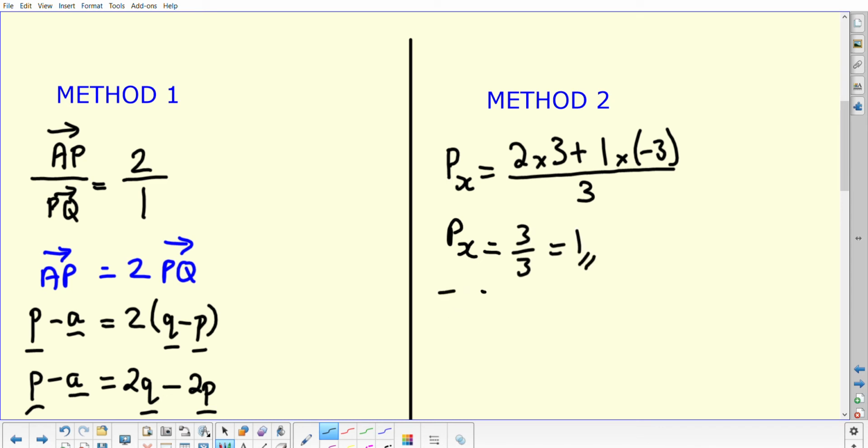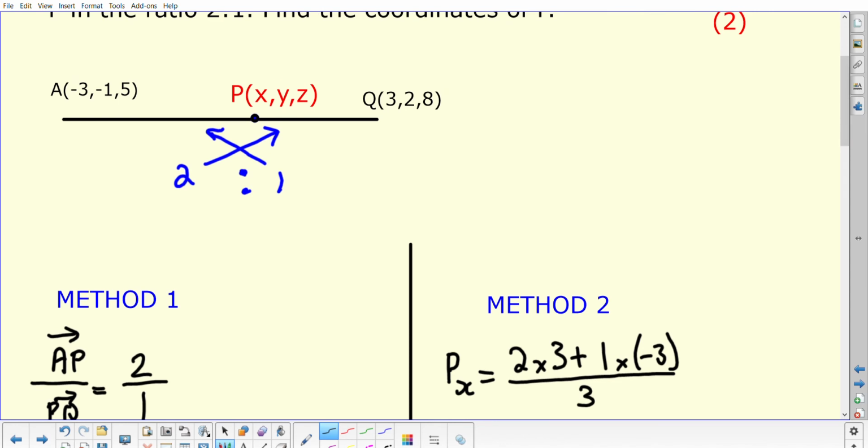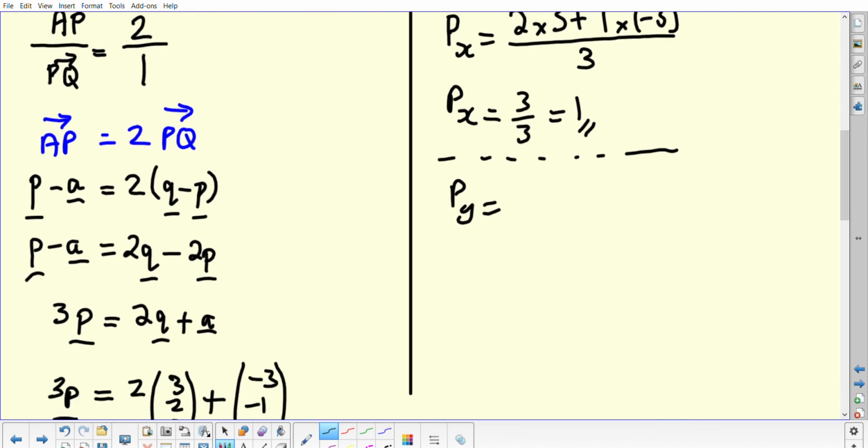You would do exactly the same thing with a y coordinate. So with your y coordinate, you're going to be doing 2 times your 2 plus 1 times the minus 1. So on the top of our line there, we would have 2 times 2 plus 1 times minus 1, and on the bottom we're all dividing by 3. That also gives you 4 minus 1 on the top there, which is 3 over 3, which equals 1.